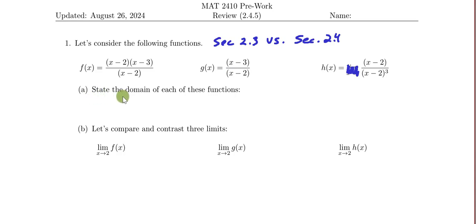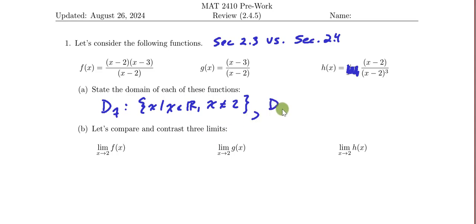In this first problem, I want to go ahead and state the domain of each of these functions. This is just a review topic. Notice that for each of these three functions, none of them are defined for x equals 2, and all of them are defined for all other numbers. So the domain of f would be the set of x such that x can be any real number, except that x cannot equal 2. And that's the same for each of the other two. So the domain of g and the domain of h are the same.